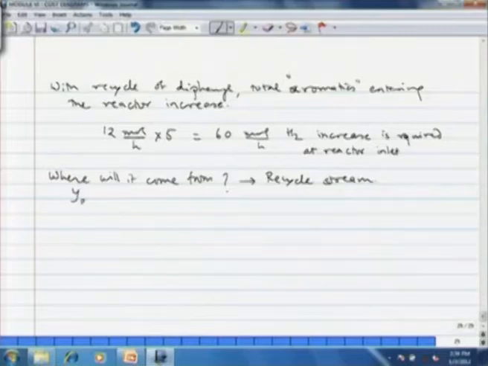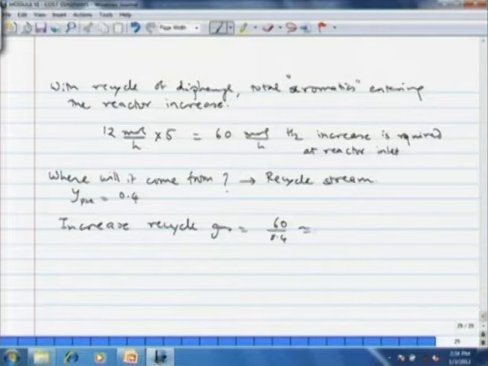However, the recycle stream composition of hydrogen is only 40%. y_PH was 0.4 if you remember. I had noted these values at the beginning of this module. Okay. Therefore, I have to increase the recycled gas by quantity 60 by 0.4, that is something like 150 moles per hour.